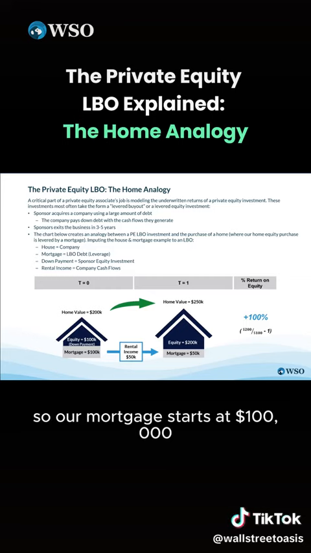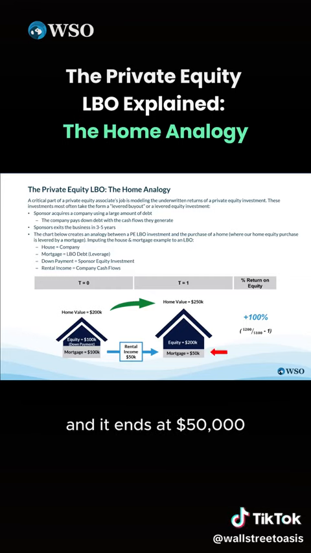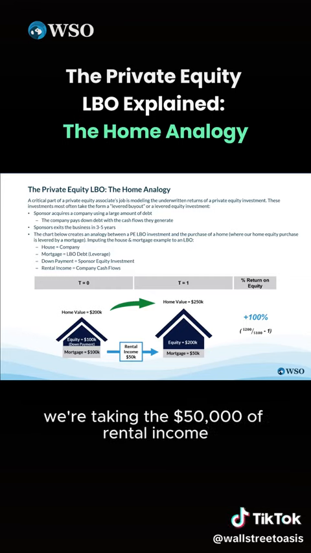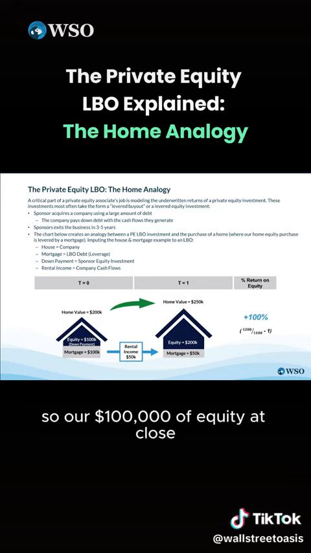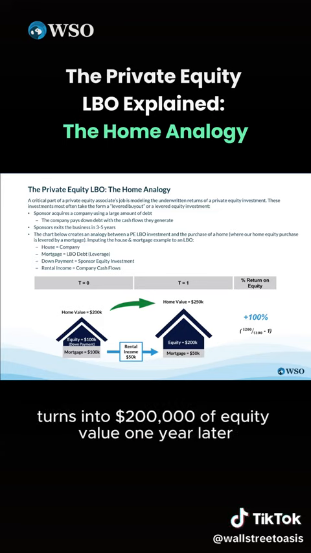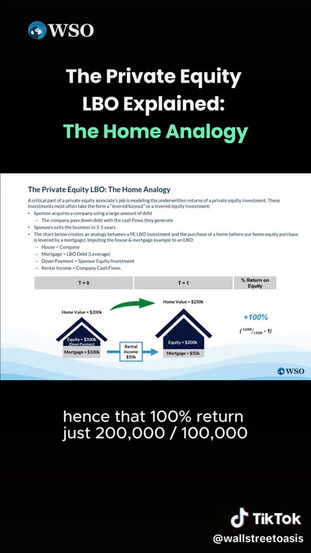So our mortgage starts at $100,000 and it ends at $50,000 because we're taking the $50,000 of rental income and we're putting that towards the mortgage to pay it down. So our $100,000 of equity at close turns into $200,000 of equity value 1 year later. Hence the 100% return, just 200,000 divided by 100,000.